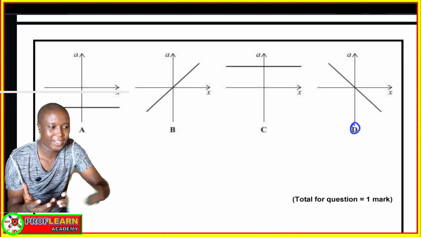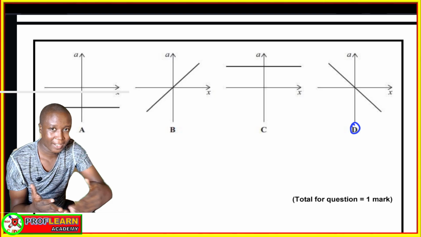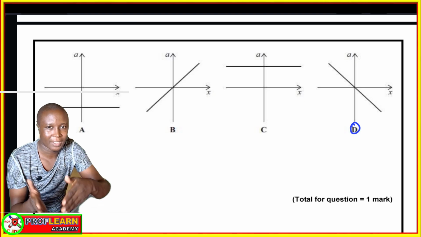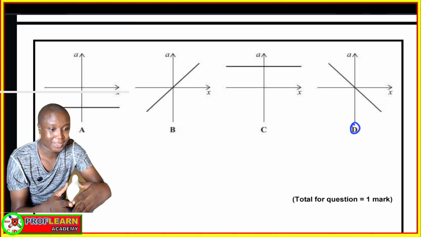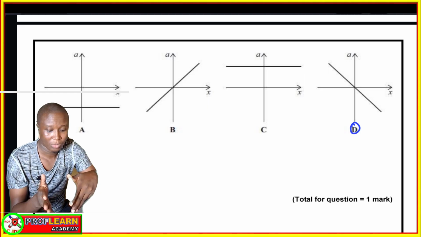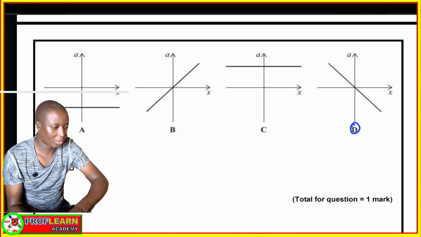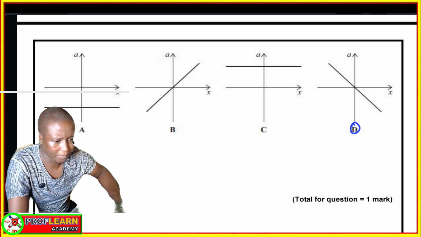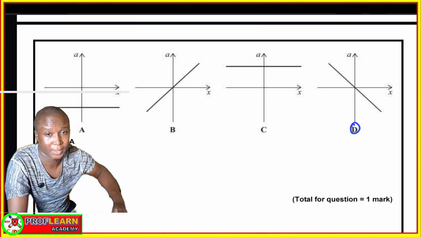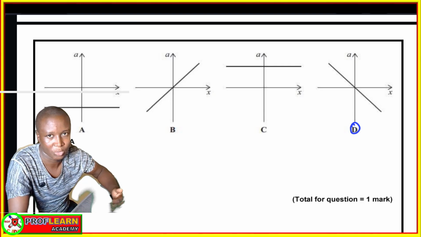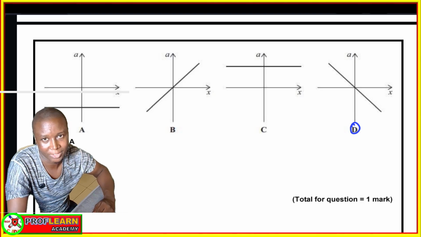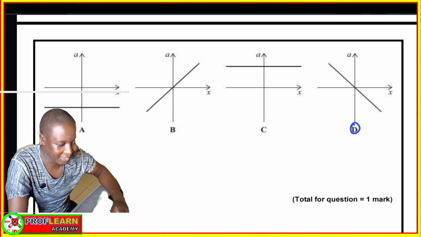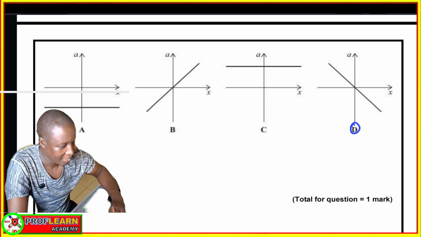So which means the gradient of their graph is going to be negative, and also the line is going to pass through the origin, which means that acceleration and displacement are directly proportional. That's why the line passes through the origin. But also, since they are in opposite directions, that's why the gradient has to be negative, and the line has to pass through the origin and has to be a straight line. So that's exactly what you are supposed to respond in that question.